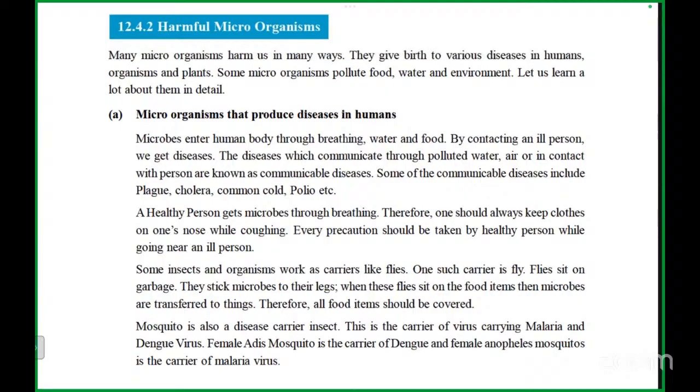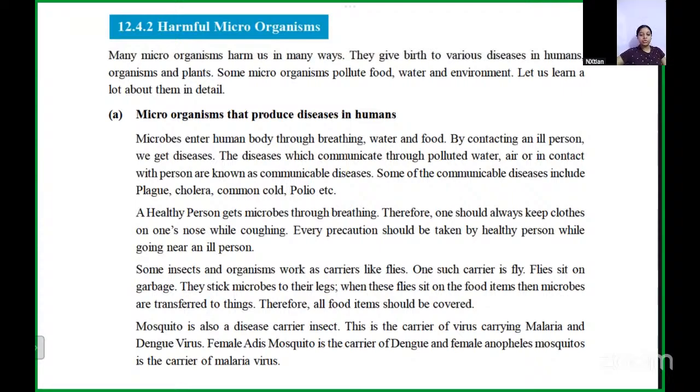Microorganisms that produce diseases in humans. Now, these are the disease causing microorganisms. Microbes enter the human body through breathing, water, and food. By contacting an ill person, we get diseases. The diseases which communicate through polluted water, air, or coming in contact with a person are known as communicable diseases.